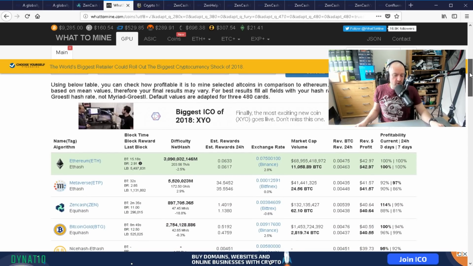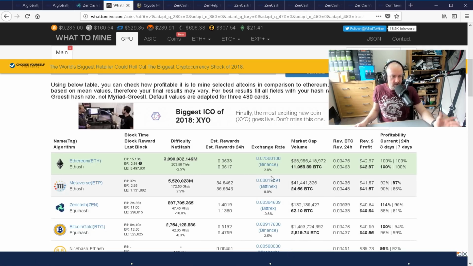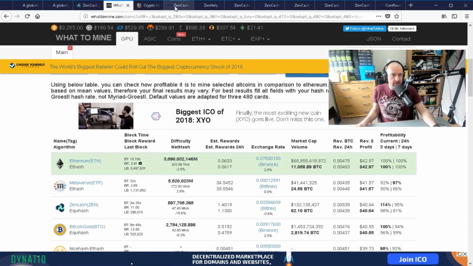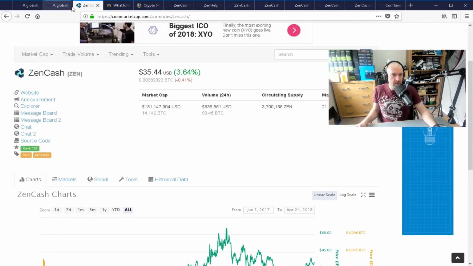Especially recently, over the last month, ZenCash has always been one of the top coins for me, or very close to the top. And obviously it jumps around according to difficulty, according to the price of the coin. And the price of the coin is, where is it? I've got this somewhere. There it is.